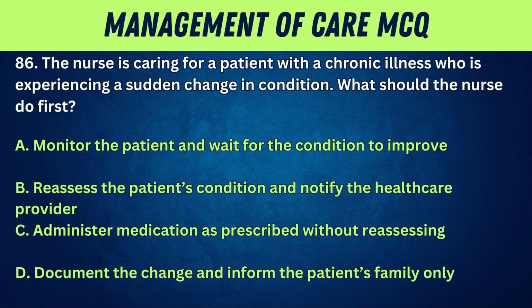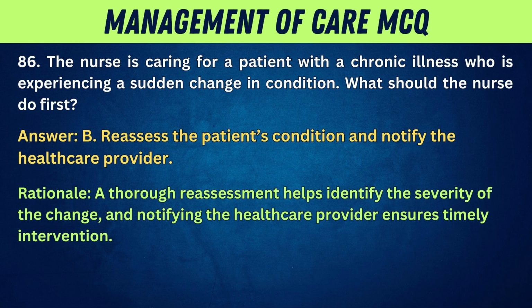86. The nurse is caring for a patient with a chronic illness who is experiencing a sudden change in condition. What should the nurse do first? A. Monitor the patient and wait for the condition to improve. B. Reassess the patient's condition and notify the healthcare provider. C. Administer medication as prescribed without reassessing. D. Document the change and inform the patient's family only. Answer. B. Reassess the patient's condition and notify the healthcare provider. Rationale. A thorough reassessment helps identify the severity of the change, and notifying the healthcare provider ensures timely intervention.